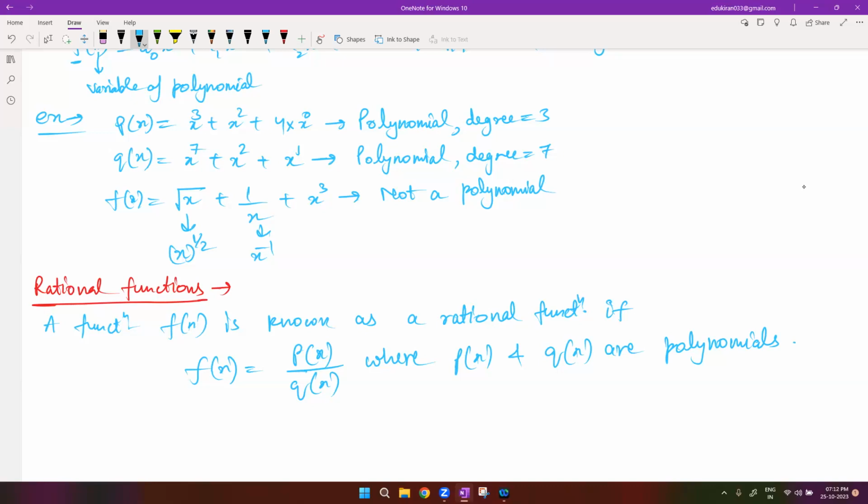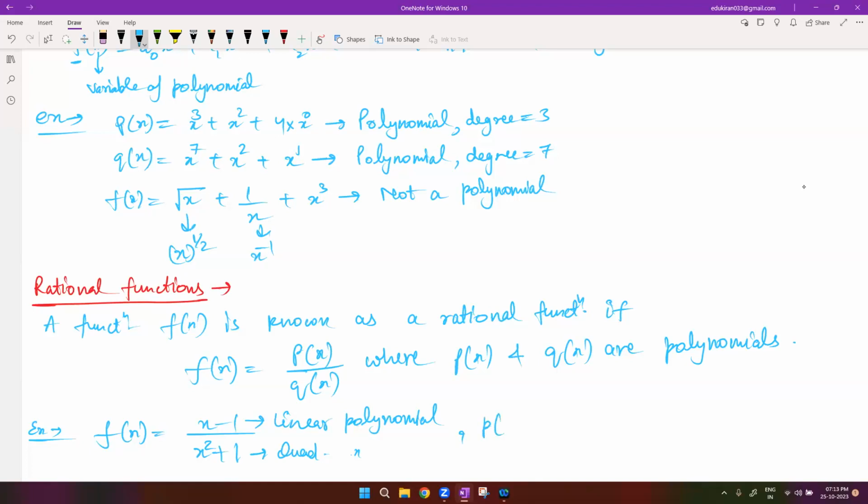For example, if you write a function like this, f(x) is equal to x minus 1 divided by x square plus 1. Now see, in the numerator there is a polynomial, and in the denominator there is a polynomial. x minus 1 is a linear polynomial. Linear polynomials are those in which the degree is 1. And this is a quadratic polynomial because the degree is 2. Now this f(x) can be defined as a rational function.